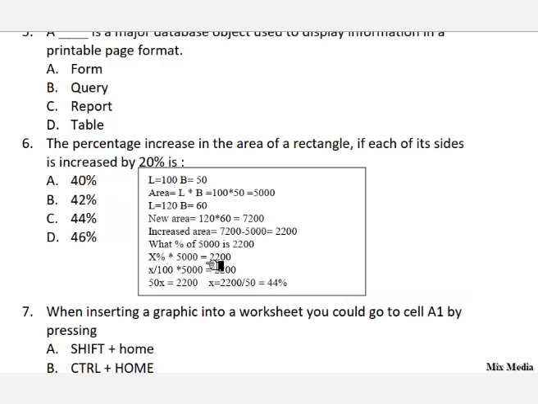What percentage of 5,000 is 2,200? So x percent multiplied by 5,000 equals 2,200. X divided by 100 multiplied by 5,000 equals 2,200, so 50x equals 2,200. When you solve, x equals 44%. So the correct option here is option C.